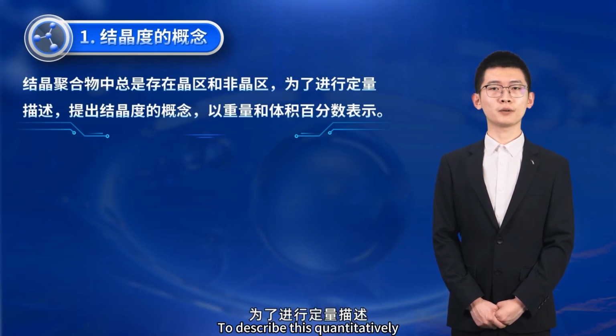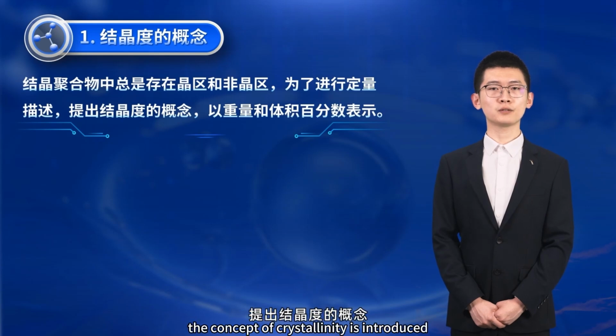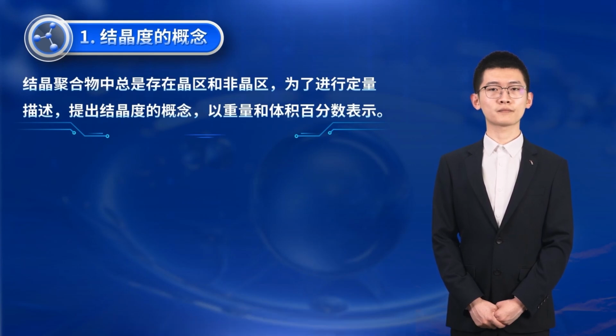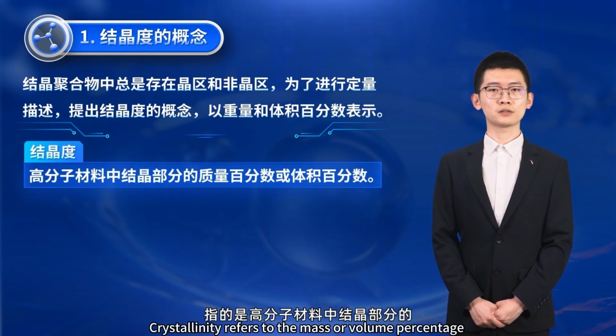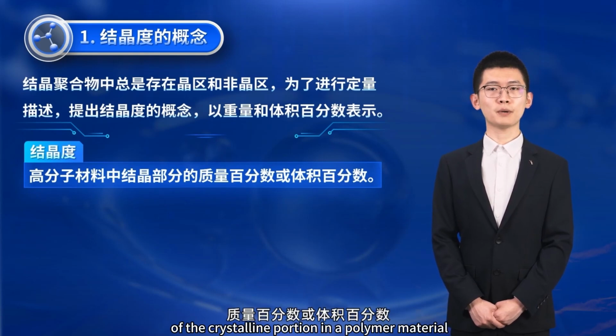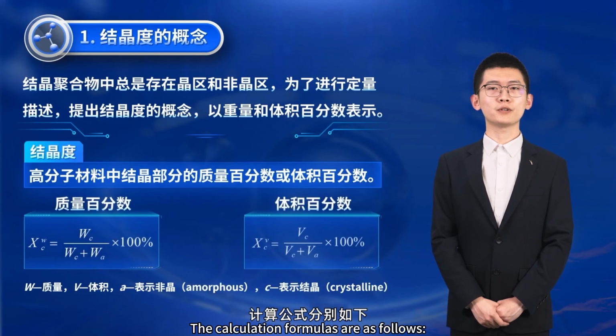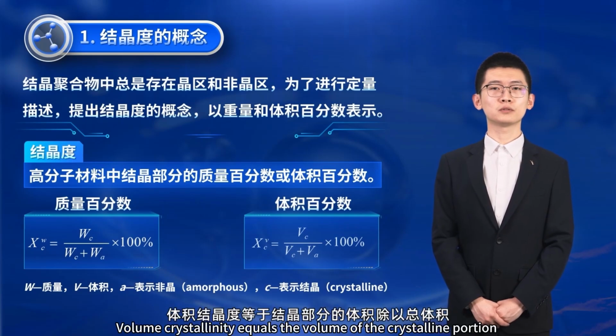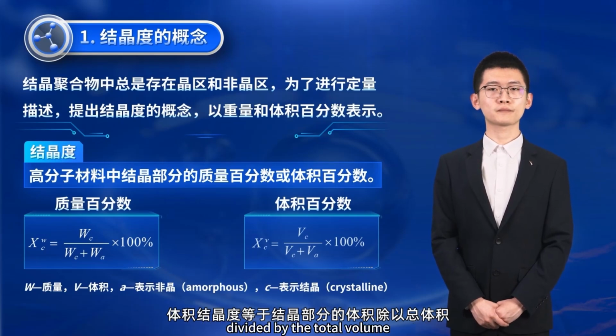To describe this quantitatively, the concept of crystallinity is introduced. Crystallinity is expressed as a percentage by weight or by volume. Crystallinity refers to the mass or volume percentage of the crystalline portion in a polymer material. The calculation formulas are as follows. Mass crystallinity equals the mass of the crystalline portion divided by the total mass. Volume crystallinity equals the volume of the crystalline portion divided by the total volume.